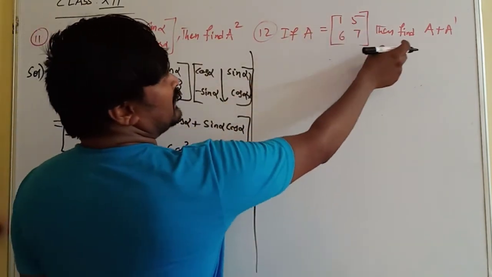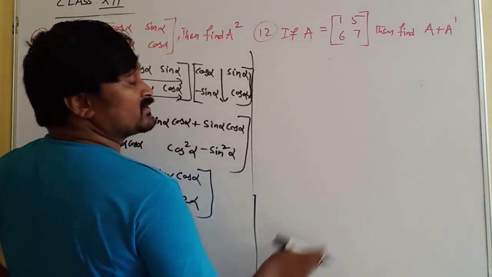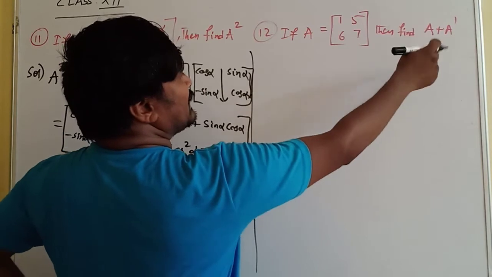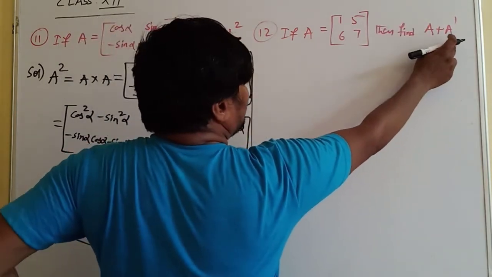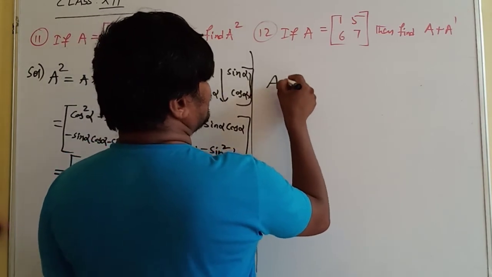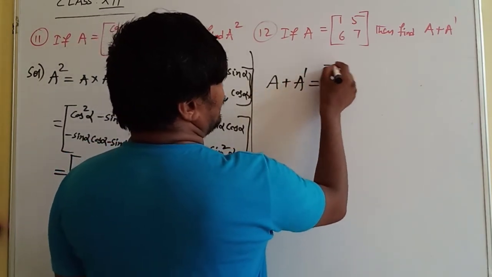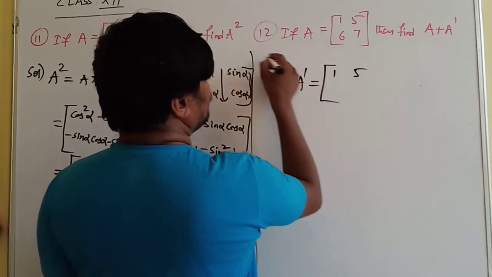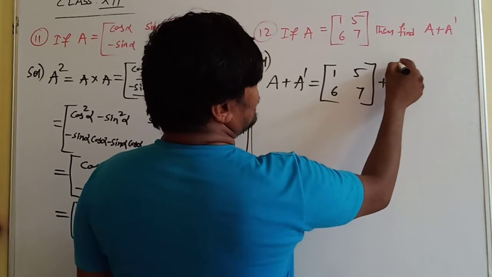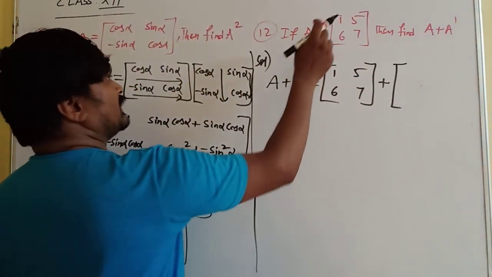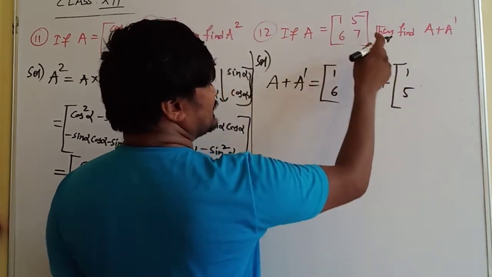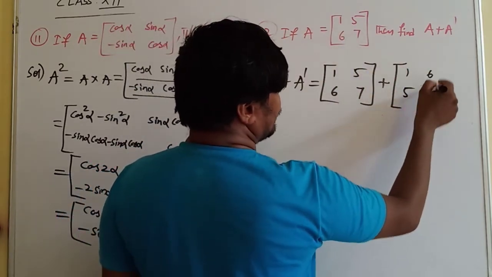A is given, then find a plus a dash. Here a dash is nothing but what? A transpose. Okay, a transpose, another name is a dash. So let me write here a plus a dash. Directly I am writing. A is here 1 5, 6 7, plus a dash. I already said row as column, column as row. So 1 5 is a row, write it as a column. 6 7 as a row, write it as a column.